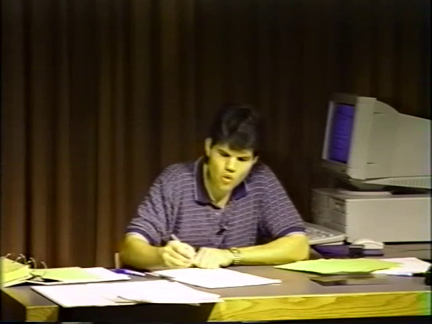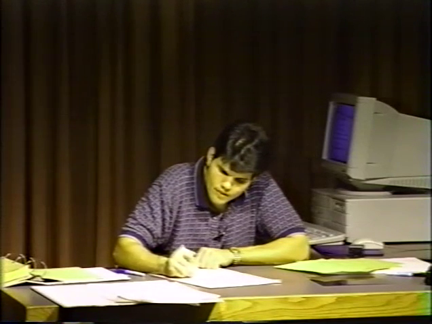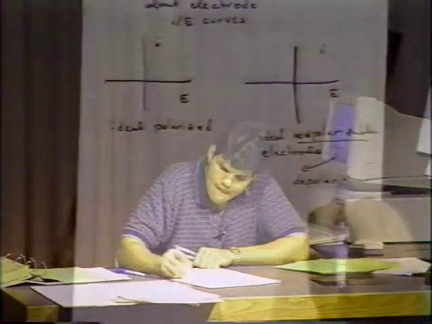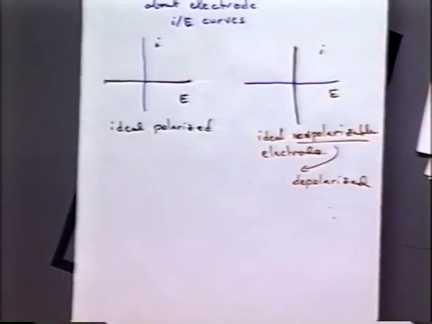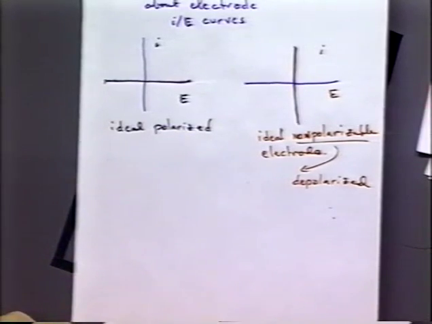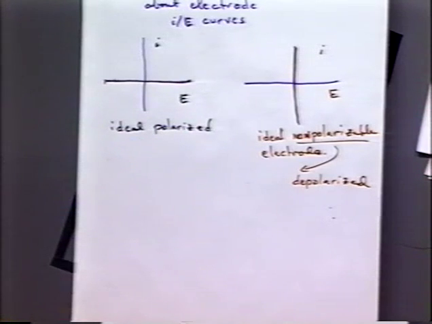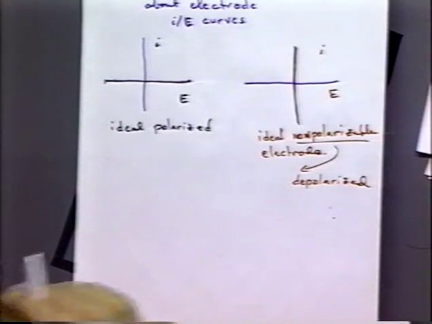Whereas the ideal non-polarized electrode, or alternately you might call it a depolarized electrode, no matter what potential we apply, we get large amounts of current flowing out of the system. And so that suggests a very facile electron transfer interface, where even small amounts of potential can cause very large rates of chemical reactions at the surface.